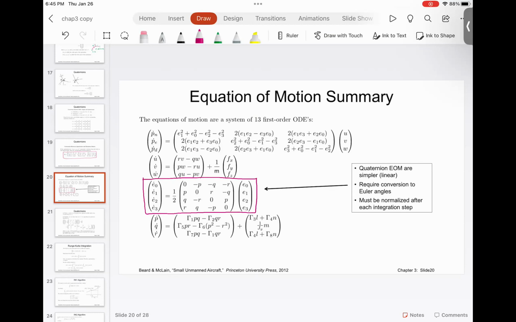So basically, what has happened is those nonlinear equations became linear. The only cost here is we have to add one more equation, because earlier we had 12 equations, now we have 13 equations. Everyone understood this? So in the next half an hour, we are going to take these equations and create a MATLAB S-function that can integrate the quaternions.